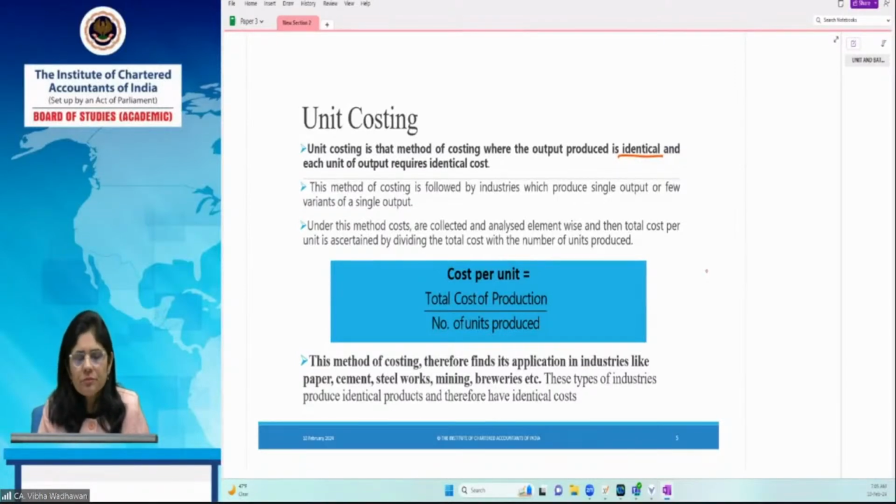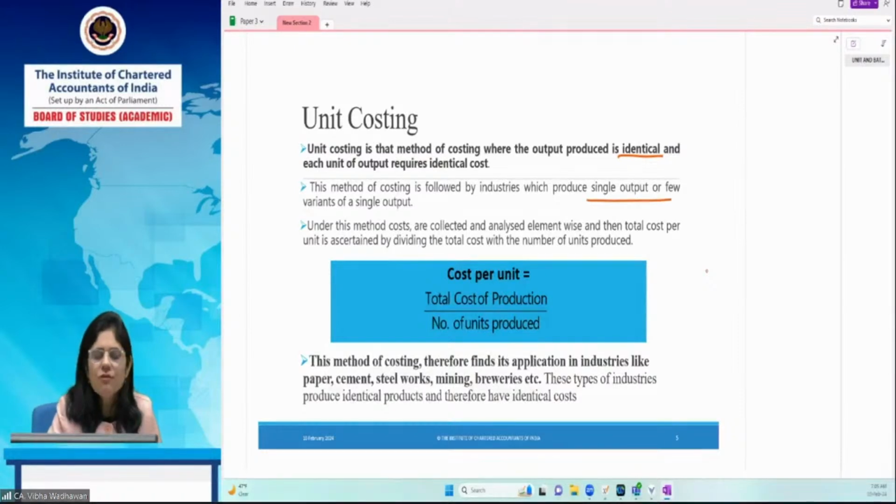Clear? So it is followed by industries which produce single output or few variants of a single output. So very, very few and very regular and continuous production happens. So here the costs are collected element wise. Element wise classification we did: material, labor and expenses. This is the element wise classification and we follow this only.